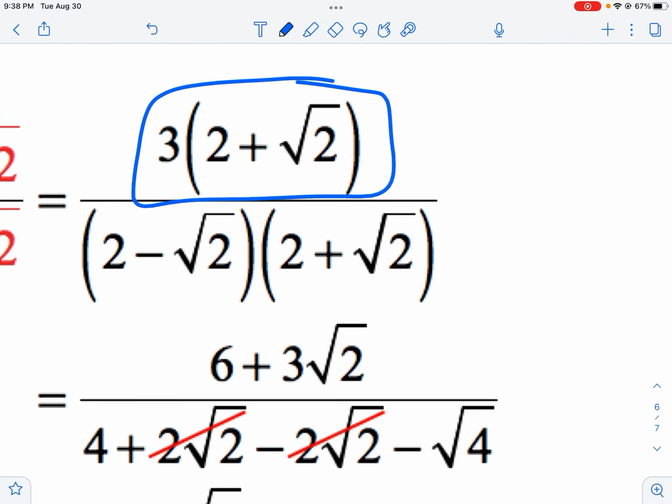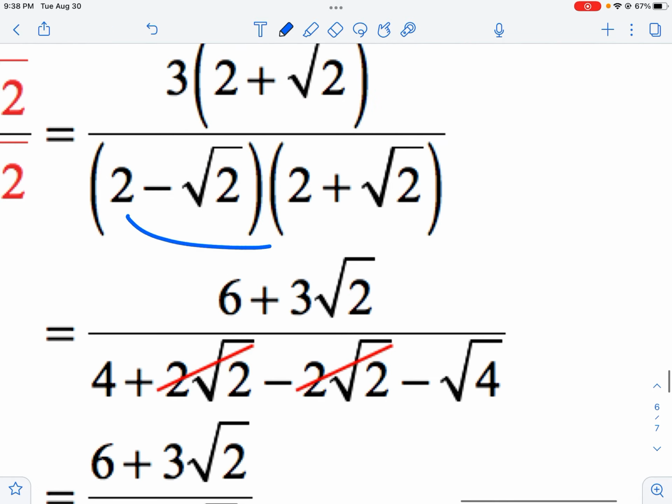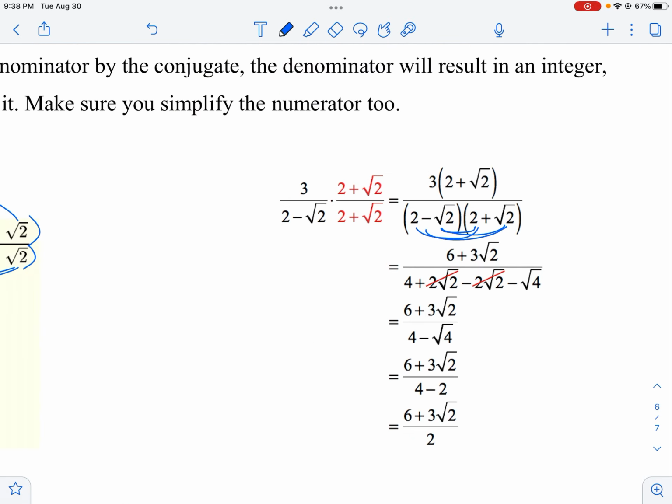The top, you'll get 3 times on it. You've got to do some distribution. On the bottom here, you have to do double distribution, so there's 4 plus 2 root 2, and then negative 2 root 2, and minus root 4. The reason you do this conjugate stuff is these are going to be opposite signs, and they're going to add out or subtract out. And that's what you want in trying to simplify or rationalize the denominators.